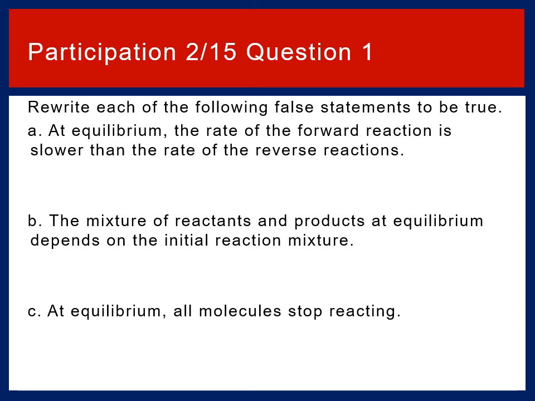Again, rewrite each of the following false statements. They're all false. I just want you to rewrite each of them to be true. At equilibrium, the rate of the forward reaction is slower than the rate of the reverse reaction. The mixture of reactants and products at equilibrium depends on the initial reaction mixture. And at equilibrium, all molecules stop reacting. All of those are wrong. How can you rewrite them to be correct?